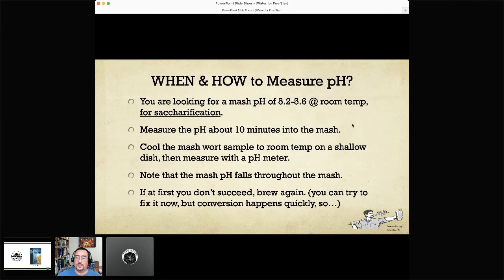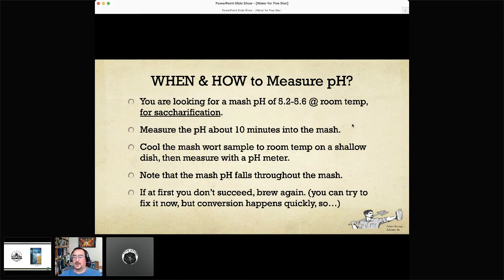When and how do we measure pH? Your mash pH is your first priority, and so we are looking for that mash pH of 5.2 to 5.6 at room temperature at the beginning to ensure good saccharification, good starch conversion. I like to dough in, thoroughly mix the grist with the water, and then wait 5-10 minutes for it to homogenize, for compounds to really be released, and that pH to stabilize a bit.